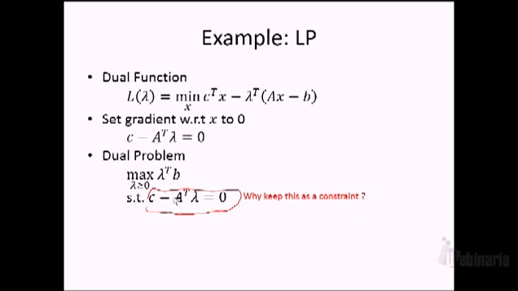And why is that? Basically, a typical situation would be you set the gradient with respect to x to 0, and you end up with something like x is equal to something that's a function of lambda. Let's call it g of lambda. And so what you do is you then go to the Lagrangian and replace each occurrence of x with g of lambda, and this becomes your dual. This is the typical case.